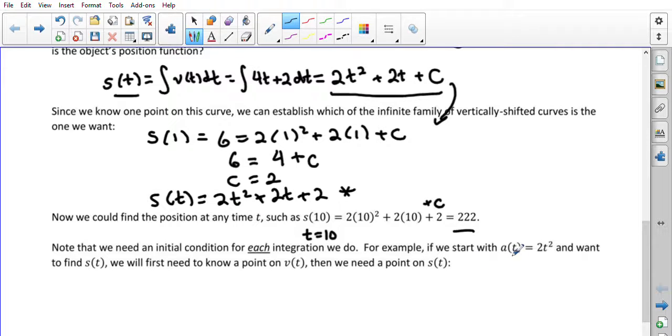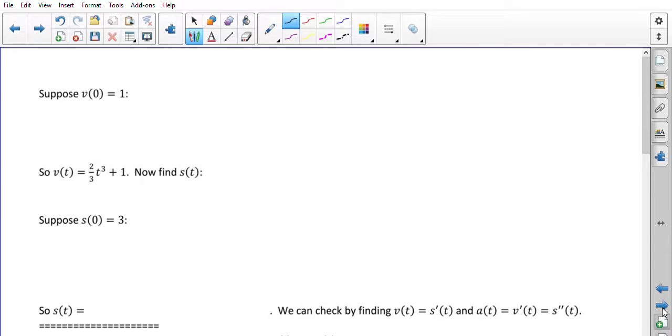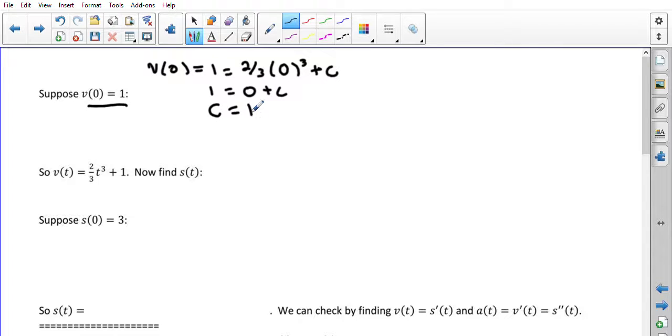Okay, so let's start off. We're going to find position here, but first we're going to start with our acceleration and find velocity first. So our velocity is going to be the antiderivative of acceleration. Our acceleration function is 2t squared dt, and so we integrate that and we get 2/3 t cubed plus our constant. Now suppose that we know that v sub 0 is equal to 1. So let's write v of 0 is equal to 1, and that's going to be equal to 2/3 times t cubed, but we put in 0 because that's our t value, plus c. So we know that 1 is equal to 0 plus c, and therefore c must be equal to 1.